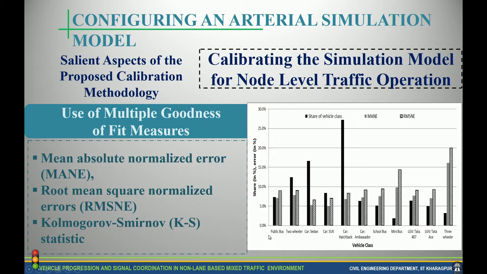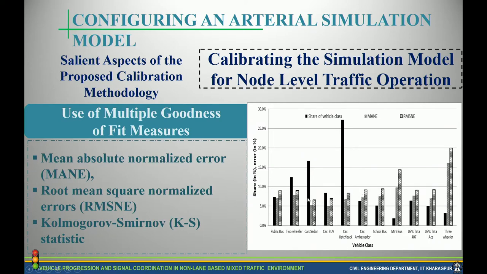You see this for different vehicle classes, the average travel time is shown here, along with the mean absolute normalized error for the average travel time of vehicle classes. This travel time was captured over a roadway section from upstream of the signal to downstream of the signal, around 150 meters. For the various vehicle classes, the travel time was extracted from the video and estimated, and similarly extracted from the simulation also.